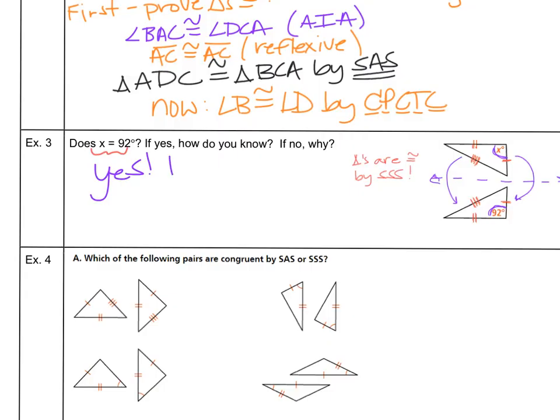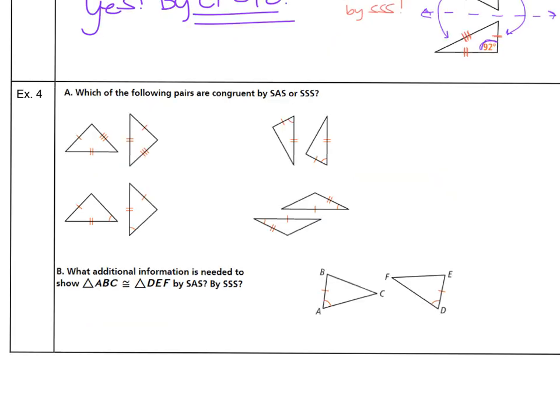How do we know? By CPCTC. Again, say it with me. Corresponding parts of congruent triangles are congruent. I think we'll end with example 4. It says, which of the following pairs are congruent by SAS or SSS?